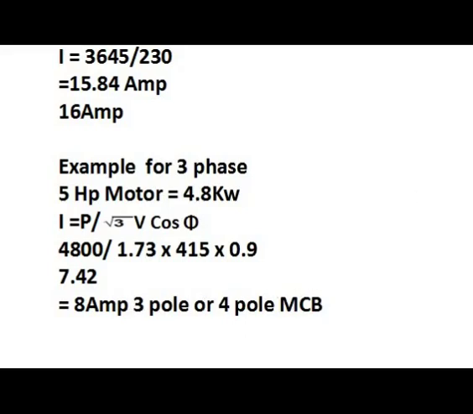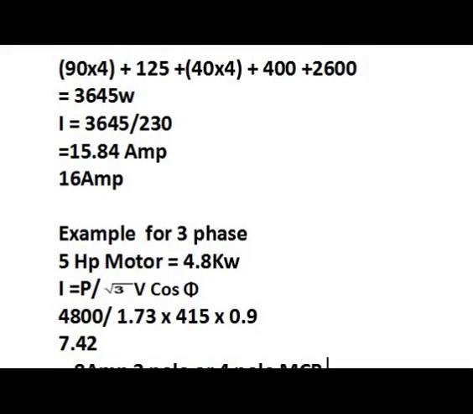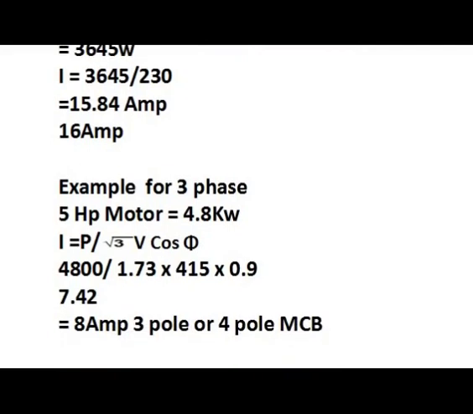You can see that here our load for single phase is 3645 watt, and here 4800 watt. That load is higher, but the MCB rating is decreased because all the current will be divided into 3 equivalent phases with equivalent current carrying capacity. So this rating is decreased.